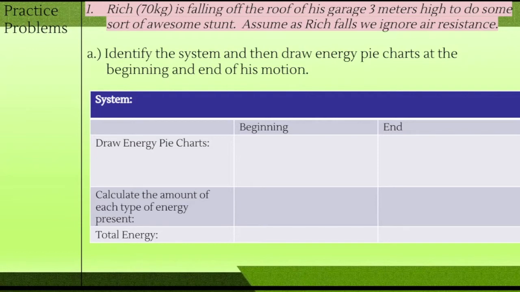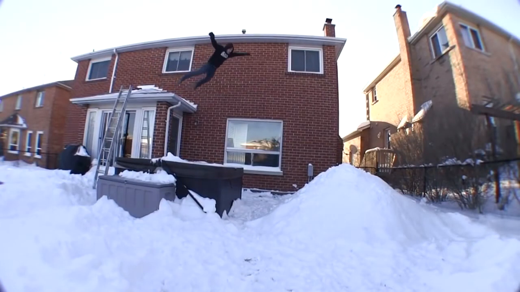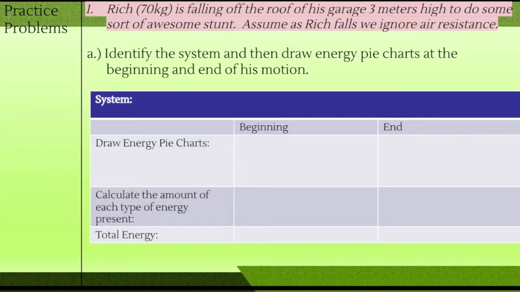Next slide is our first practice problem. Here in this problem, we have a guy named Rich. He's about 70 kilograms, and he is falling off the roof of his garage, which is about 3 meters high, and he wants to do some sort of awesome stunt. Assume as Rich falls that we can ignore air resistance. So when we say that we're ignoring air resistance, that just means that we will not have any thermal energy in this problem. We want to identify the system and then draw energy pie charts at the beginning and the end of his motion.